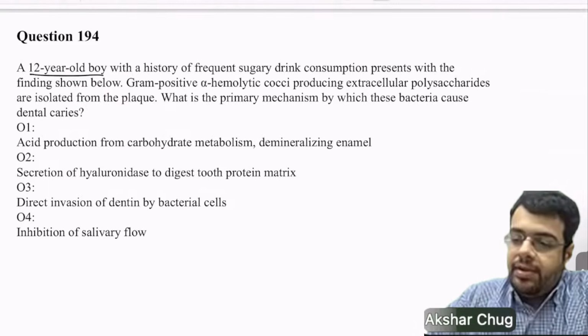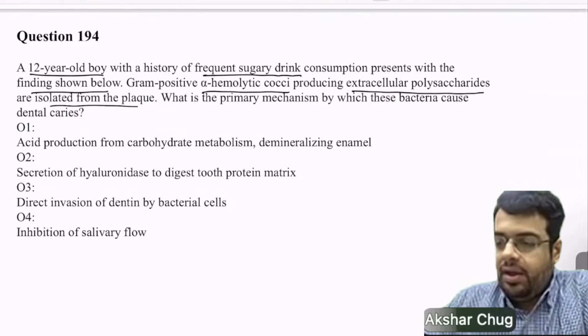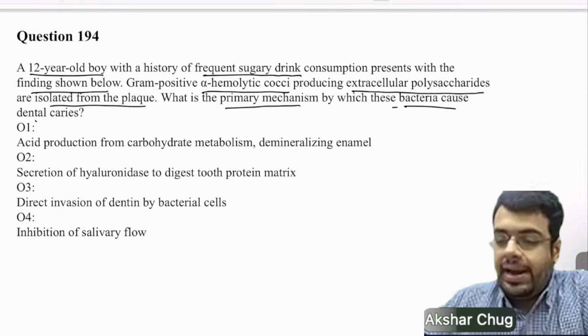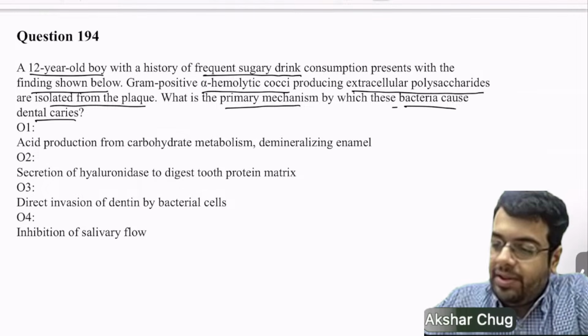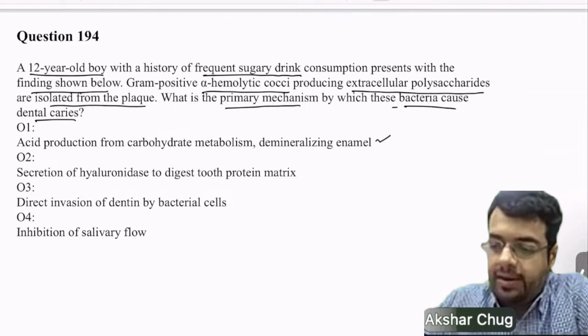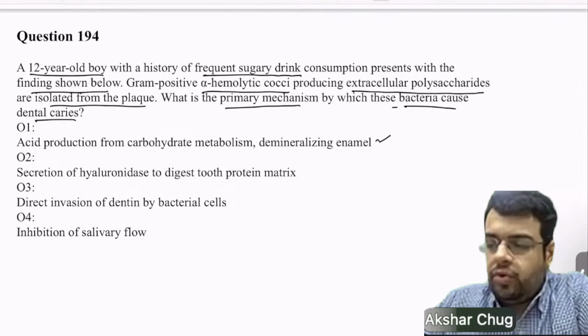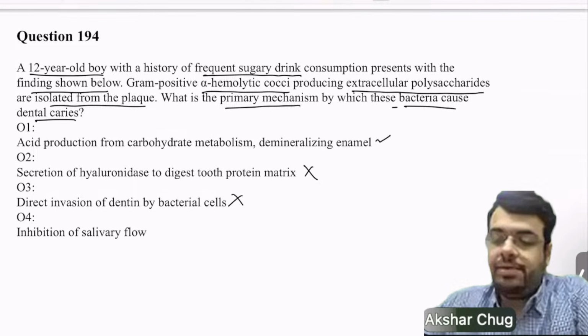A 12-year-old boy with a history of frequent sugary drink consumption presents with the findings shown below. Gram-positive alpha-hemolytic cocci producing extracellular polysaccharides are isolated from the plaque. What is the primary mechanism by which these bacteria cause dental caries? Acid production from carbohydrate metabolism demineralizing enamel sounds correct. Secretion of hyaluronidase to digest the tooth protein matrix is incorrect. Direct invasion is incorrect. Inhibition of salivary flow is again incorrect.